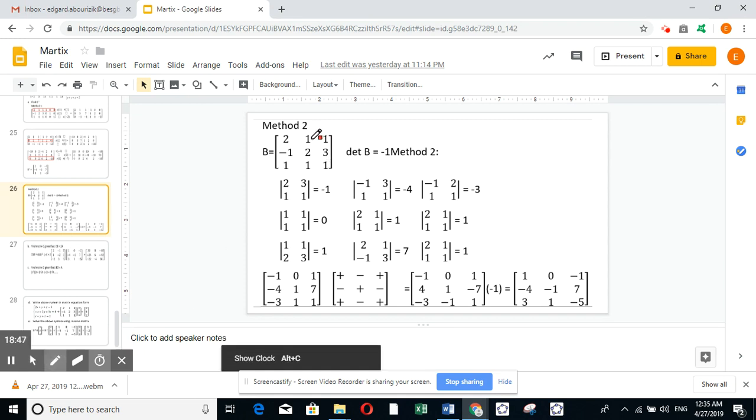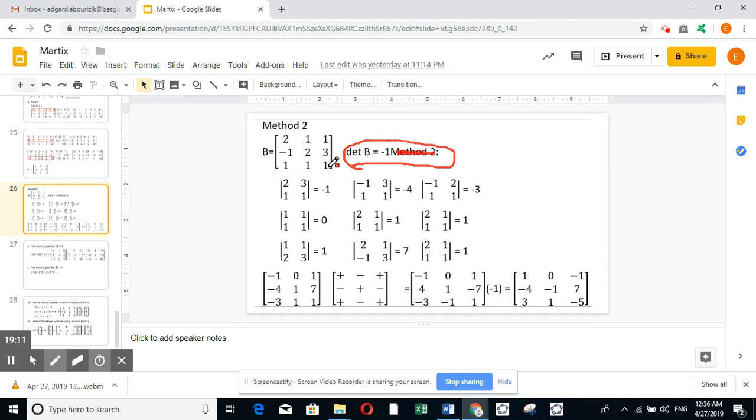So you do first of all the determinant. You can check its determinant is minus 1. So this is method 2. Okay, determinant is minus 1. So I write 2, 3, 1, 1 determinant, then minus 1, 3, 1, 1, then minus 1, 2, 1, 1.